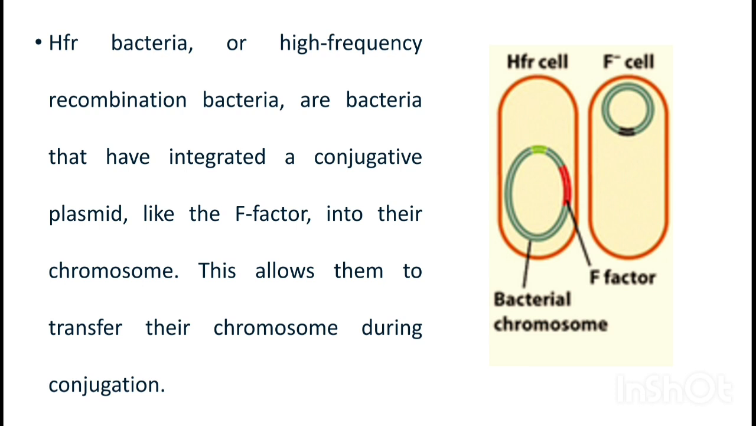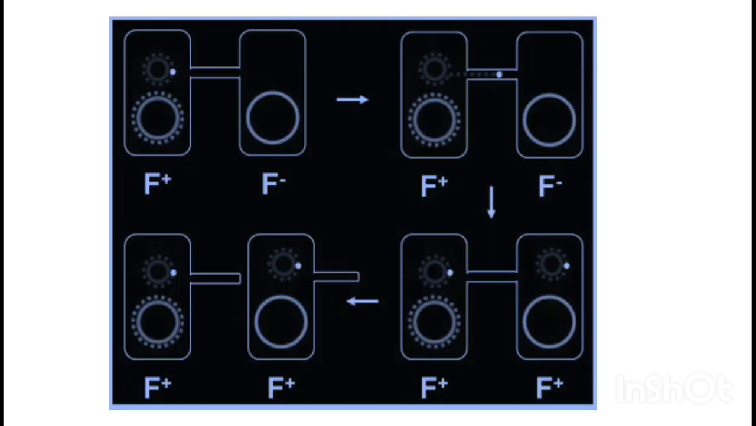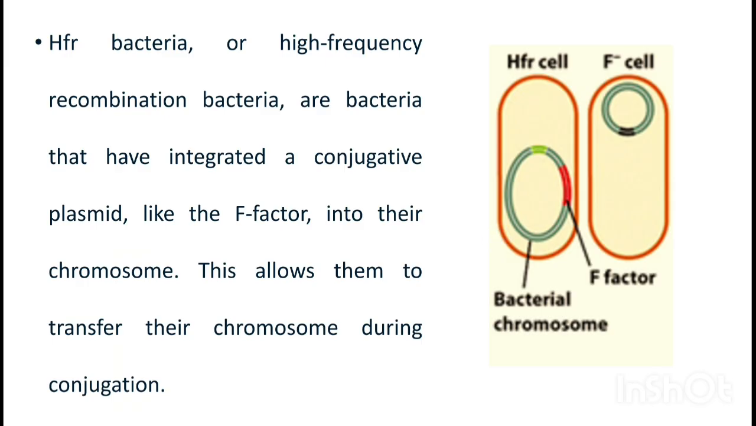Now what is Hfr? Hfr, or high frequency recombination bacteria, means these are the bacteria that have an integrated conjugative plasmid. Like the F factor gets integrated with their bacterial chromosome after entering into the cell of another bacterium. Sometimes this F plasmid gets integrated with the main bacterial DNA, and they become Hfr or high frequency recombination bacteria. This allows them to transfer their chromosome during conjugation, because normally during conjugation only the F plasmid will transfer, but in case of an Hfr cell the bacterial chromosome can also transfer, because in those bacterial cells the F plasmid gets integrated with the normal bacterial chromosome. So it is about the Hfr cell.